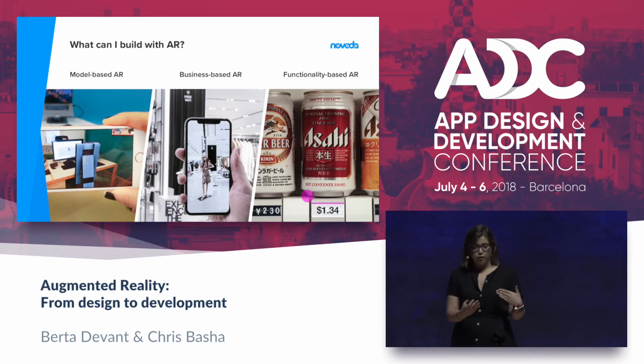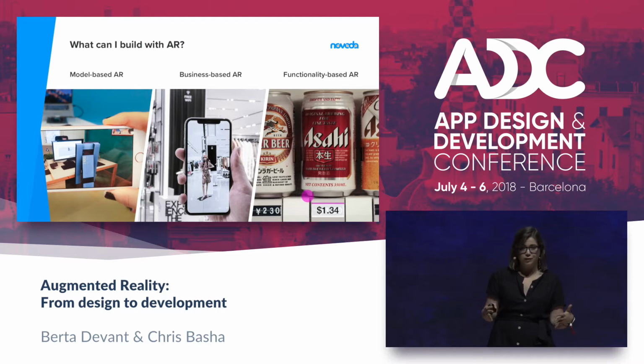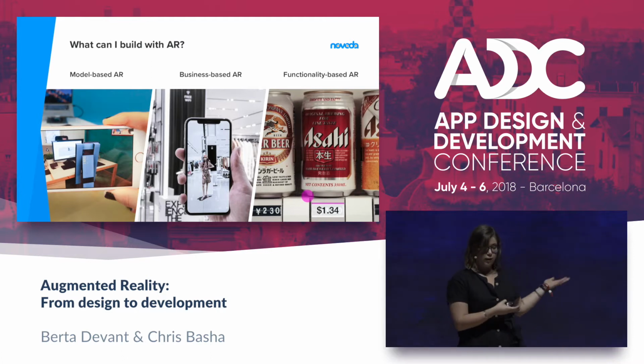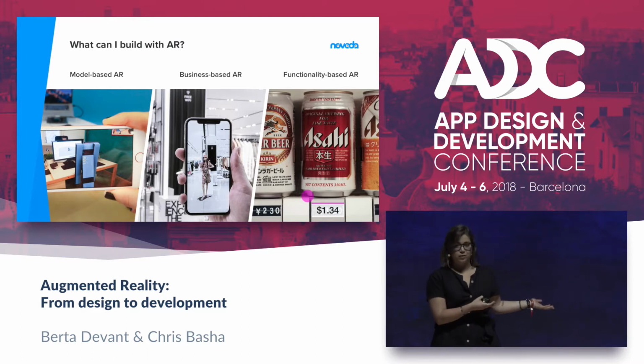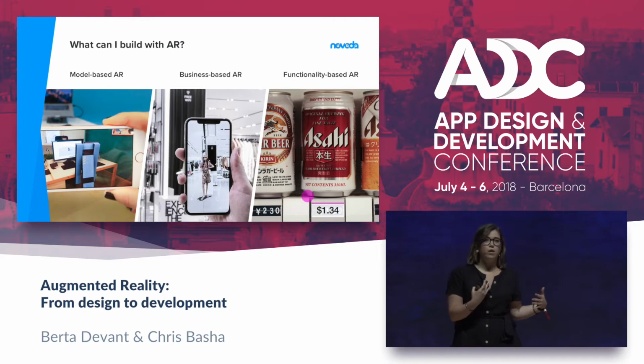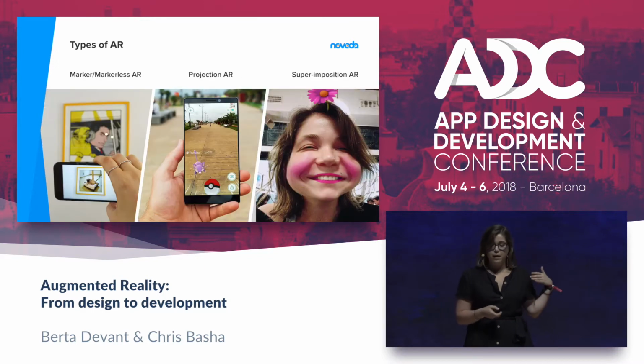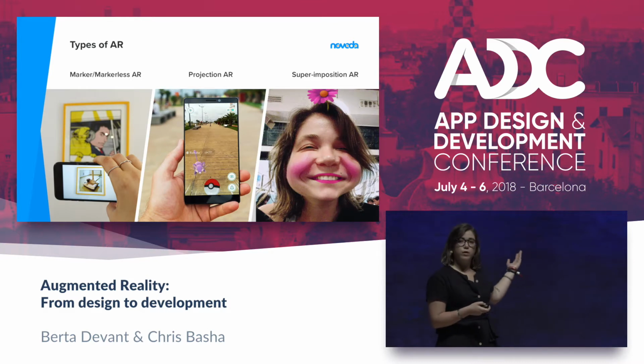So AR terminologies of marker and markerless, projection-based, type of virtual and mixed have been talked about and discussed a lot. These categories, I made them up. Those are mine. Use them at your discretion. I use them as a way to explain from a developer side how the user interacts with your app.